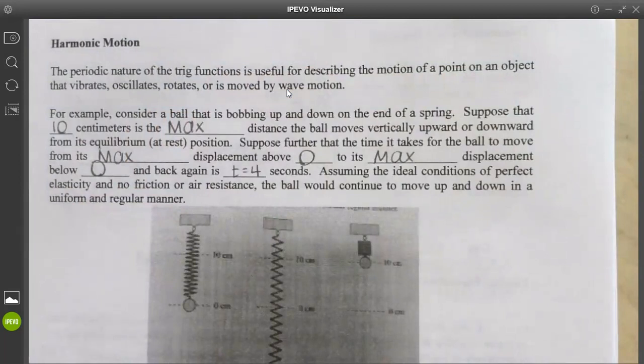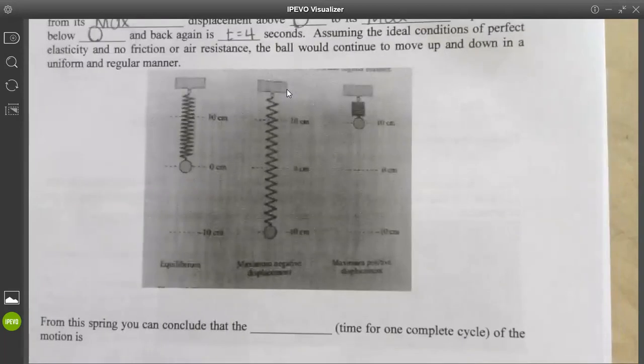Does everybody understand that? That's exactly what it's talking about. It is 4 seconds. So it takes 4 seconds for that yo-yo to come back to you. Assuming the ideal conditions of perfect elasticity and no friction or air resistance, the ball would continue to move up and down in a uniform and regular manner. If we had a spring, like a slinky, and we were holding it up and we let it go, and we didn't have gravity or anything like that, it would continue to just oscillate. That's what it's saying.